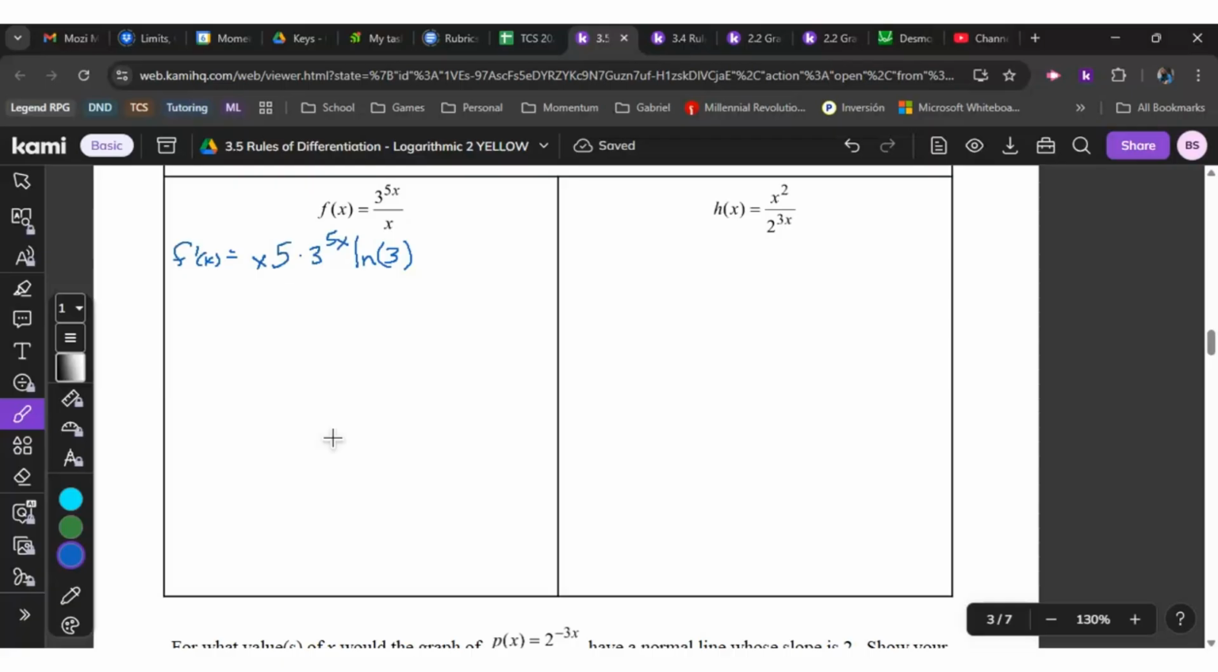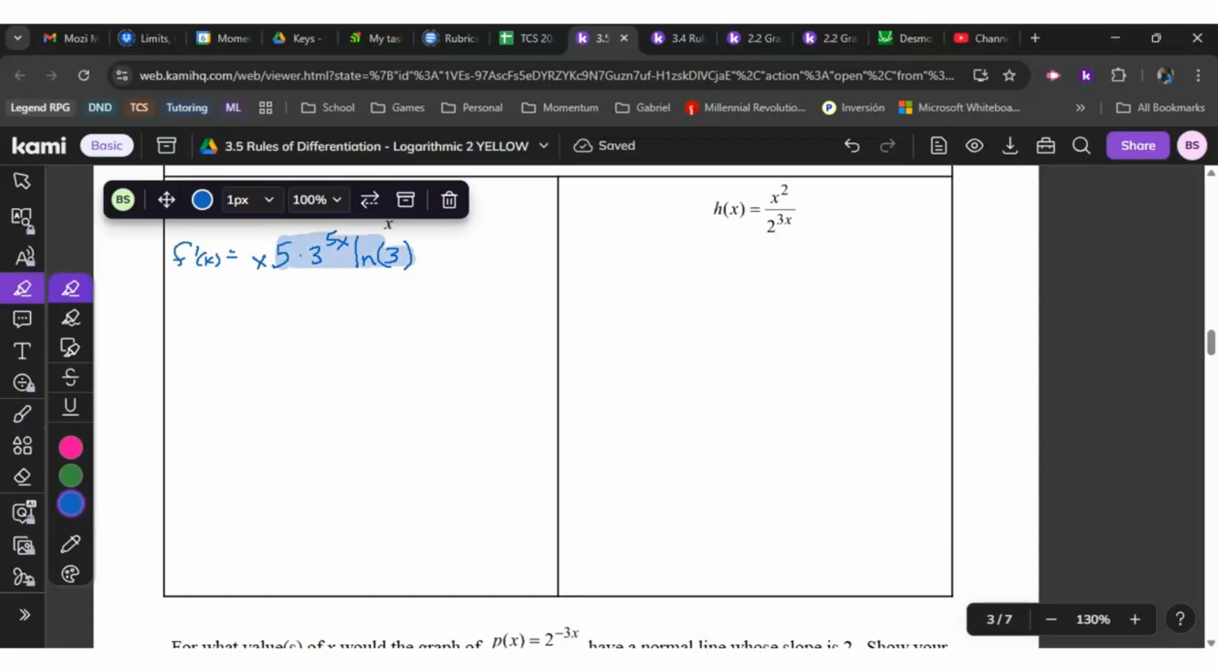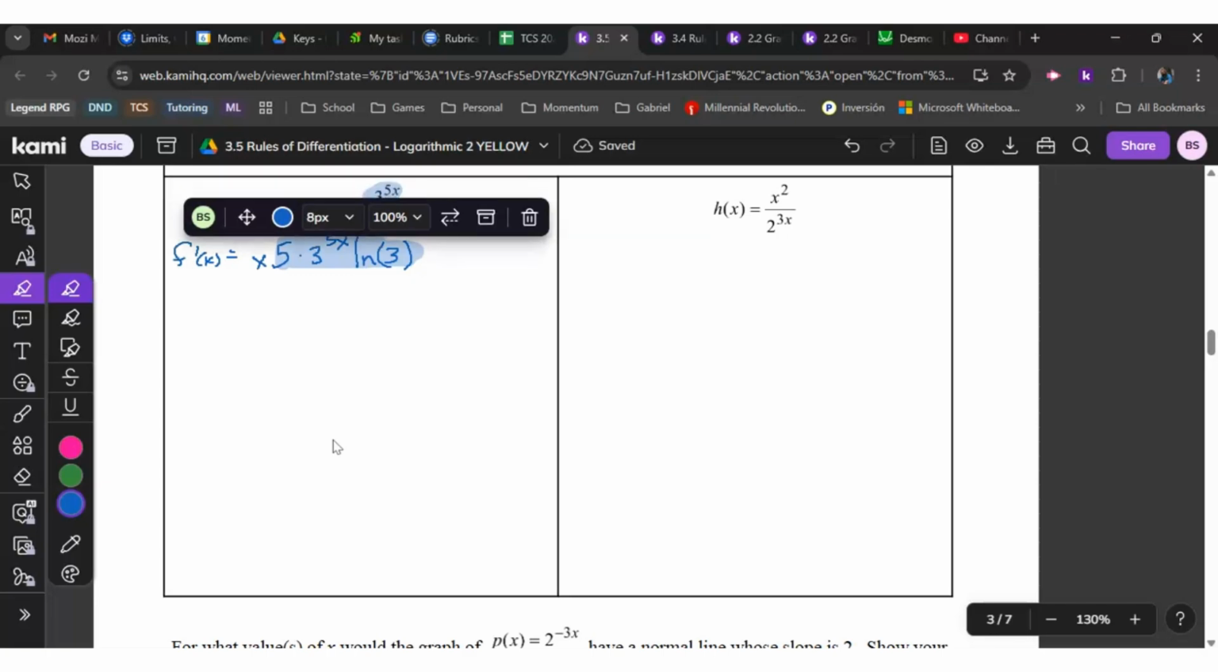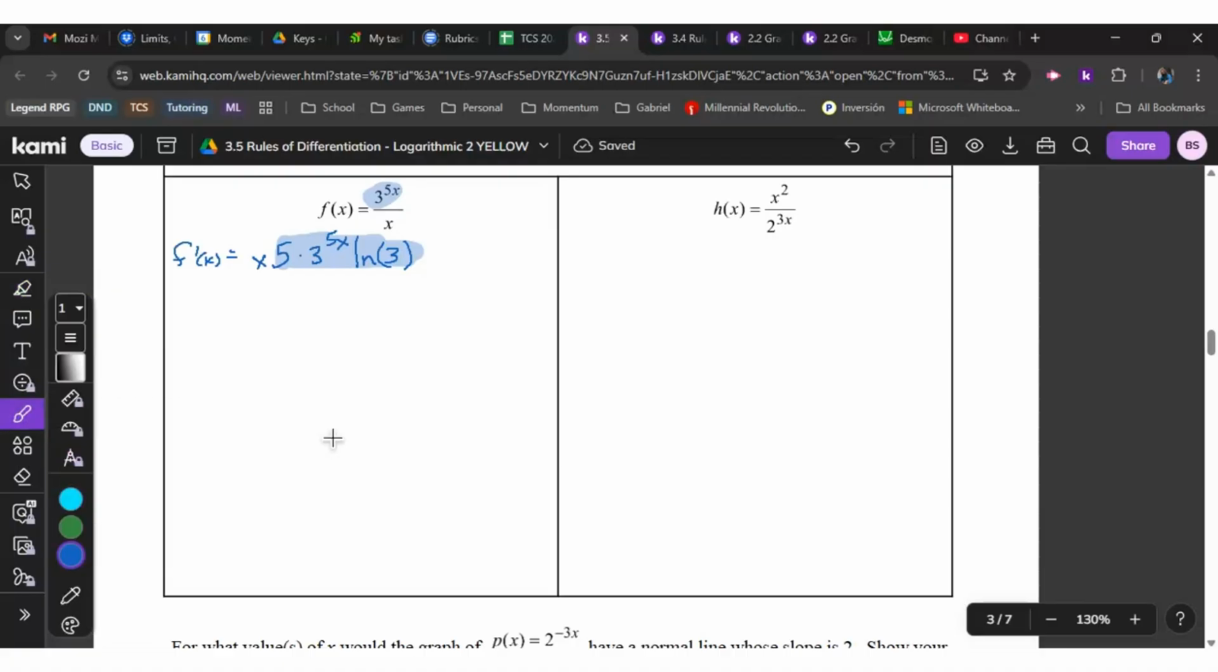Okay, so again, let's highlight it to kind of see. So this part here is all the derivative of that. Because I pull down, I take the exponent, which is 5x. I take the derivative, which is 5. Then I multiply it by the original thing, which is 3 to the 5x. Then the last step is multiply by the natural logarithm of the base, which is 3. Okay? So you've got to do all 3 of those steps for an exponential.